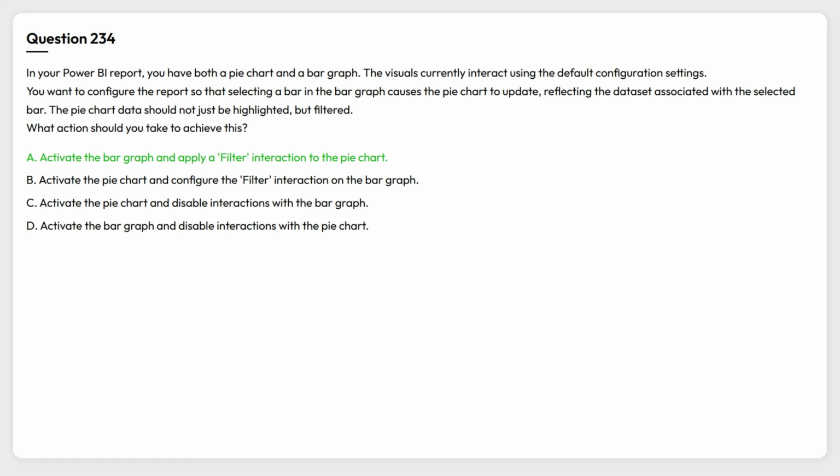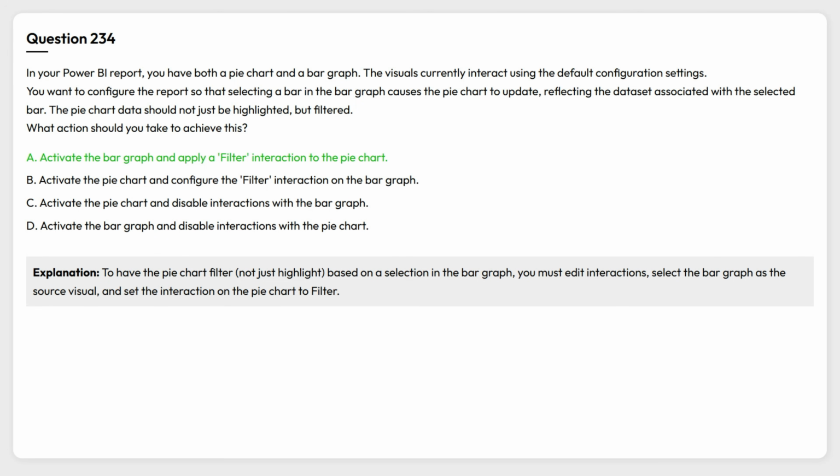The correct answer is option A. Activate the bar graph and apply a filter interaction to the pie chart. To have the pie chart filter, not just highlight, based on the selection in the bar graph, you must edit interactions. Select the bar graph as the source visual and set the interaction on the pie chart to filter.